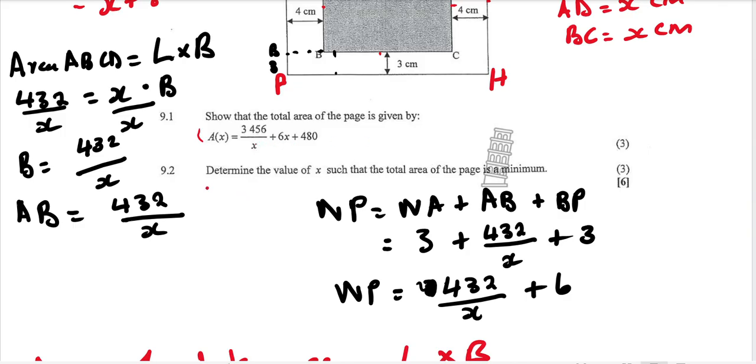Do you see it? So now 9.2, they say determine the value of x such that the total area of the page is minimum. Even if you didn't manage to calculate this, when they say determine the value of x such that the area of the page is minimum, when you see minimum, you're going to derive this first. You're going to derive your A of x, and then you let the derivative of A of x equal to 0, and then you solve.